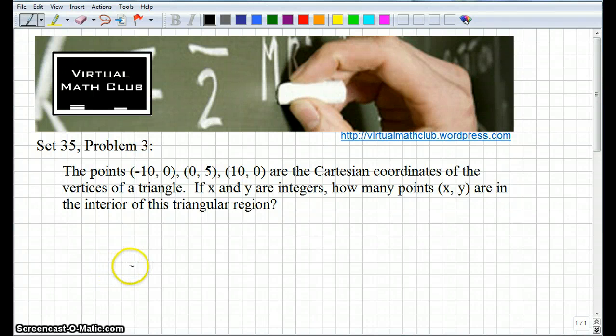All right, problem number 3. We've got 3 points: (-10, 0), (0, 5), and (10, 0). And these are the Cartesian coordinates of the vertices of a triangle. If x and y are integers, how many points (x, y) are in the interior of this triangular region?